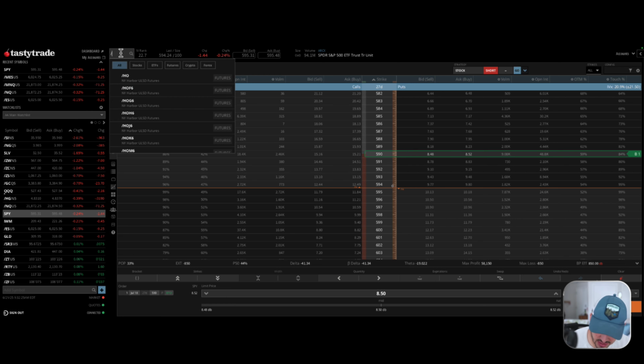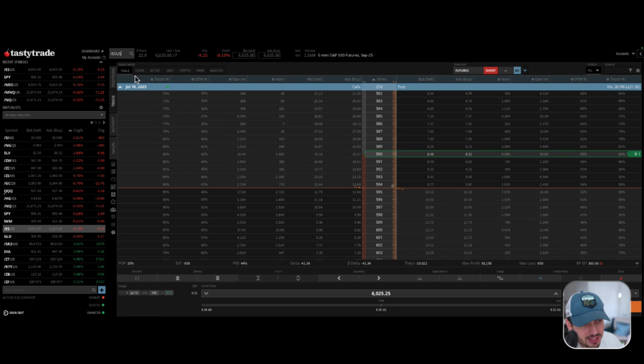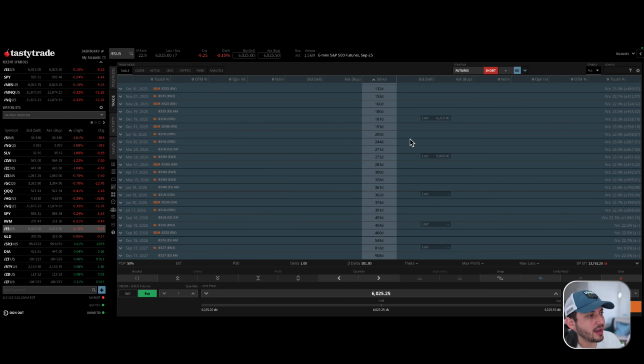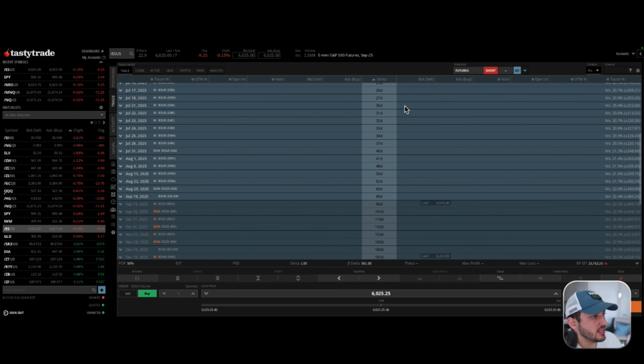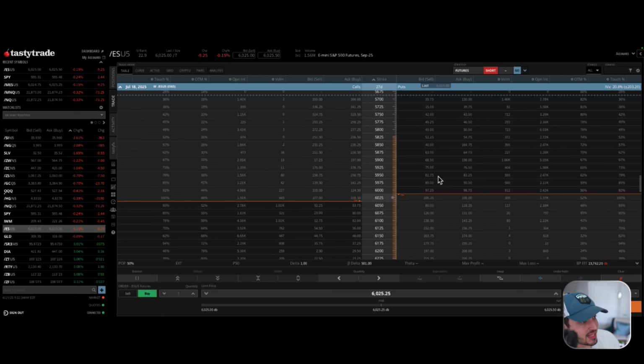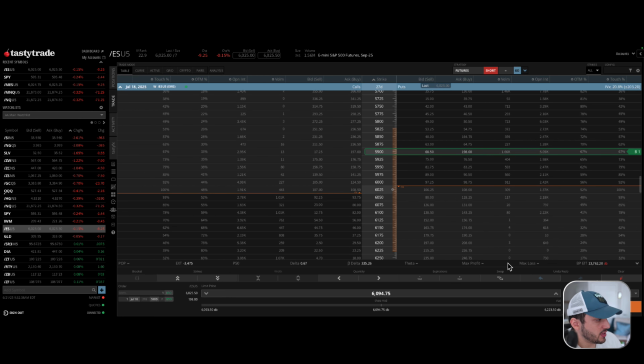Let's do this on ES. It's going to be the same thing. It's just the same exact thing. No difference whatsoever. We don't got to complicate this. Let's go to 27 DTE and let's see how much that's going to roll us. So let's do a 5,900 put. So that 5,900 put is going to cost me $6,100. Okay. Same thing. It's just going to be on a futures.